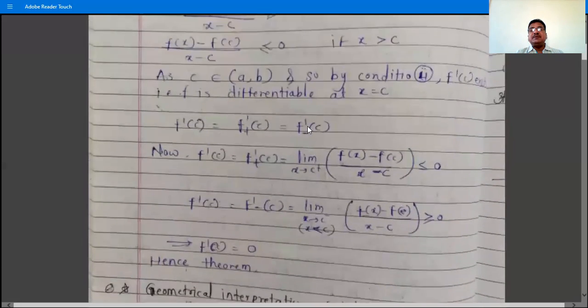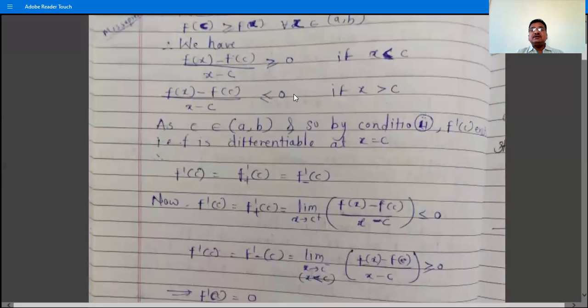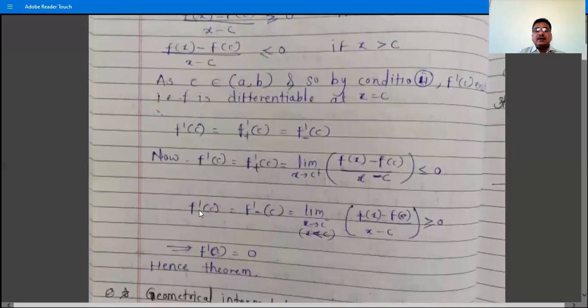As x tends to c plus, x is greater than c, and if x is greater than c, then x minus c is positive. So (f of x minus f of c) divided by this quantity is negative, and therefore its limit is also negative, less than or equal to 0, because x tends to c plus means x is greater than c. Okay.